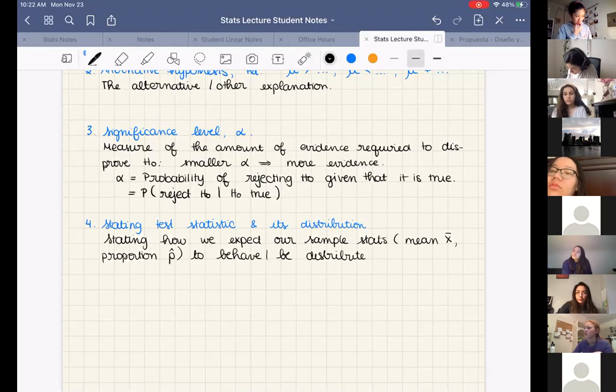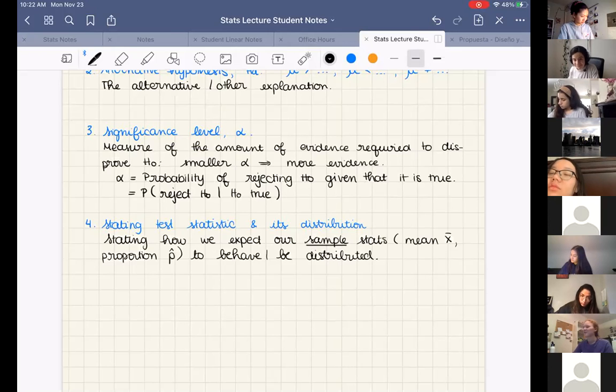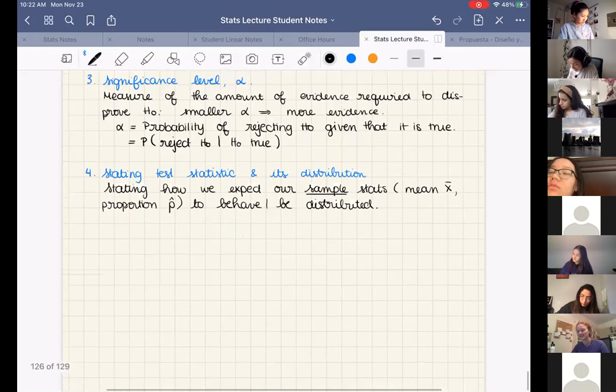Okay, quick question. Why is it p hat and not just normal p? Because it's the sample one. Okay. Oh, right. Sorry. I'm writing and not even thinking. That's good. Means you're thinking while you're writing, which is nice.